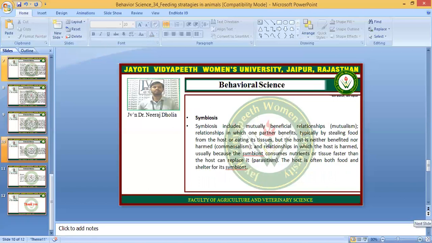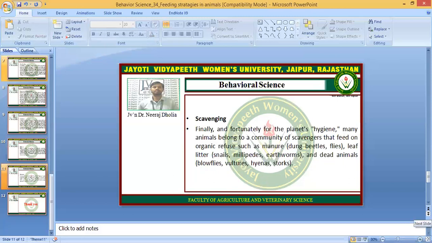The next type is symbiosis, which may be mutualism or commensalism. Symbiosis includes mutually beneficial relationships. In this relationship, both of the animals may benefit or may not give any reward, but they do not harm each other. In one case, that is parasitism, the animal can be harmed by the animal which depends on it.